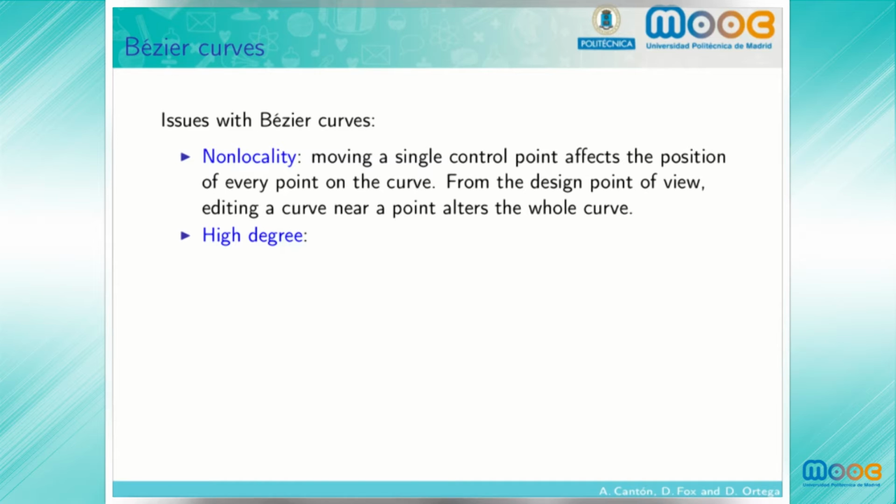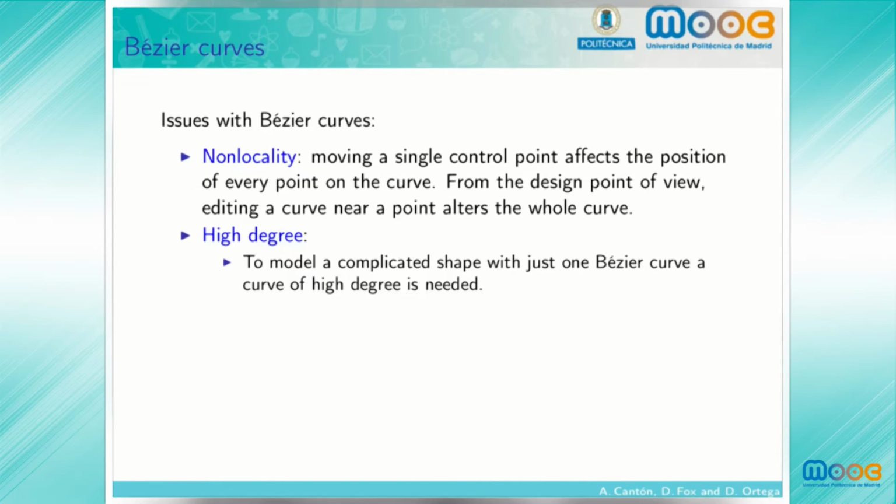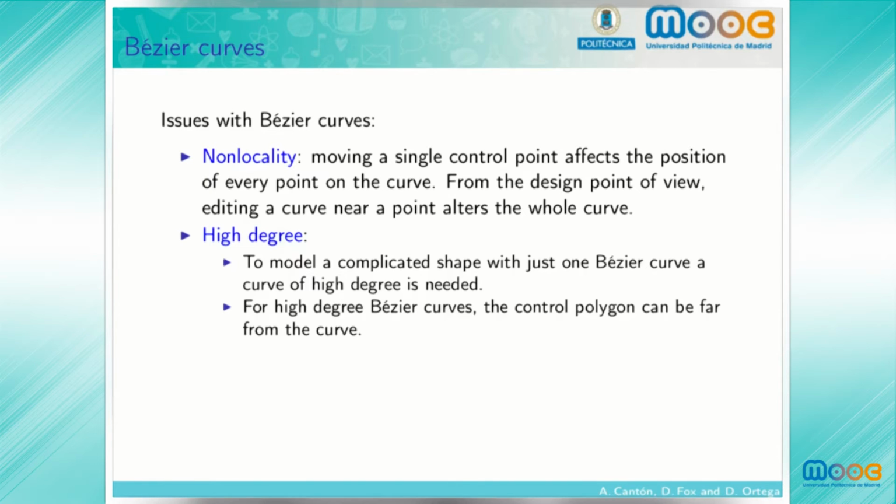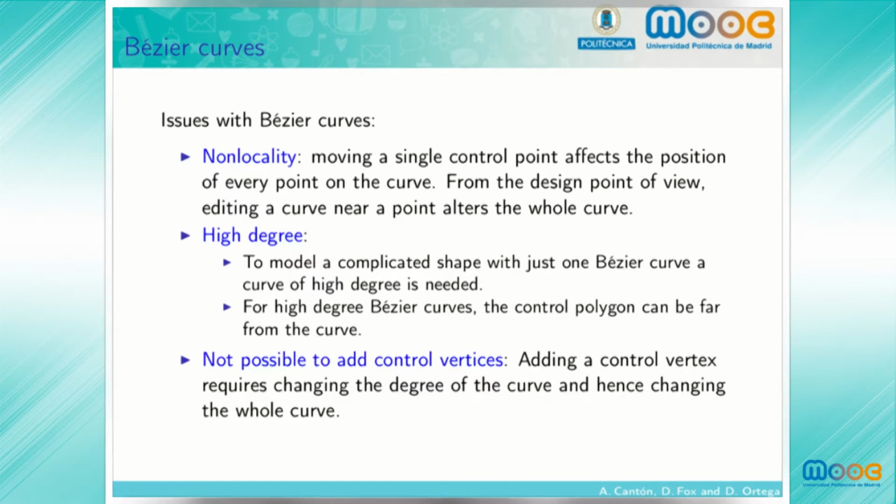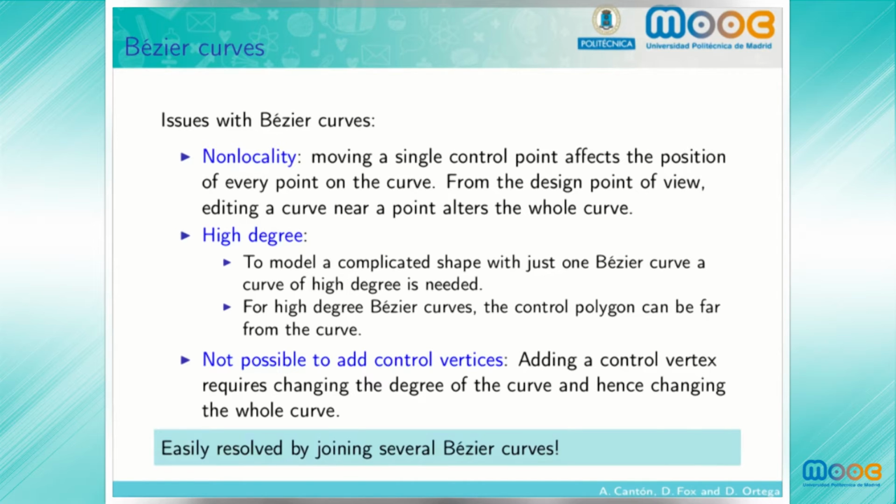We also need high degree when we want to model a complicated shape with just one Bezier curve. For curves with high degree, the control polygon can be far from the curve. Also, if we want to add details on the curve, we need to add control vertices, which means we need to increase the degree of the curve, and hence we need to change the whole curve. All these problems are easily solved by joining several Bezier curves together.